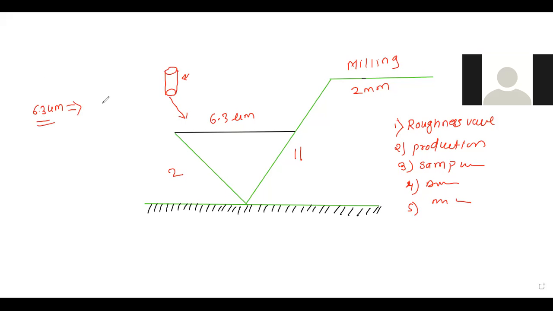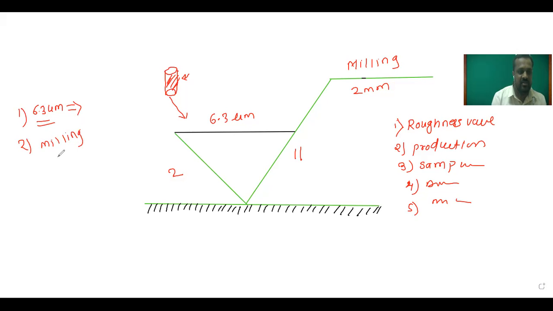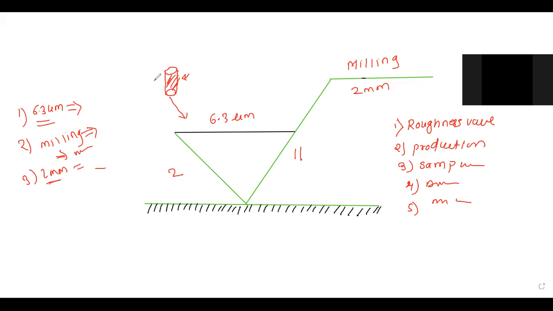Yes, surface roughness. It means the roughness of this bottle should be up to 6.3 micron. Then what does milling indicate? Yes, production method. With the help of milling we have to produce this component. Then what does this 2 mm indicate? Sampling length. It means only a 2 mm portion we have to check. Understood?